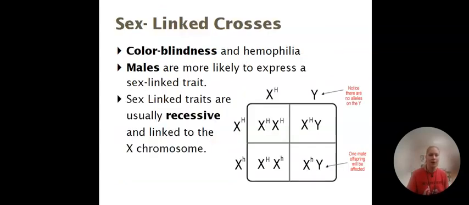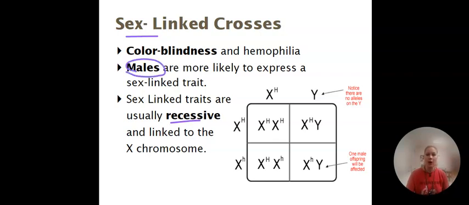And then the next type of inheritance pattern is sex-linked. So we talked about autosomal disorders like Huntington's, which is on, like, chromosome 2. Sex-linked disorders are on your sex chromosome, okay? They are recessive, okay? If it's sex-linked, it is recessive, okay? Are there dominant sex-linked traits? Yes. Do we care about them? No, okay? So if you see sex-linked, recessive.